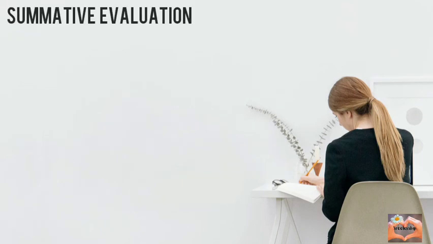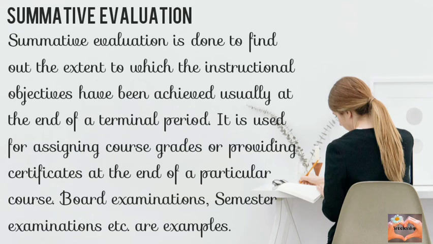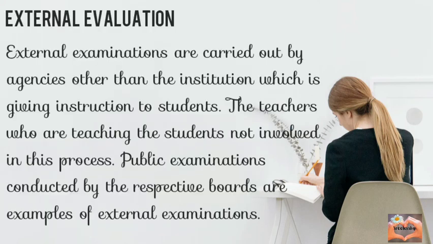Second one is summative evaluation. Summative evaluation is done to find out the extent to which the instructional objectives have been achieved, usually at the end of a terminal period. It is used for assessing course grades or providing certificates at the end of a particular course. Board examinations, semester examinations, etc. are examples.